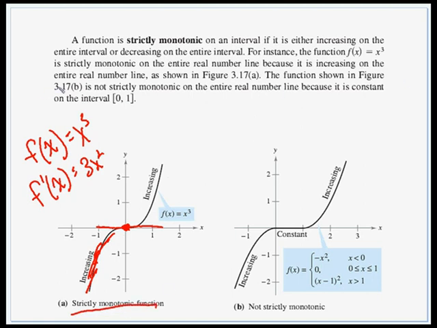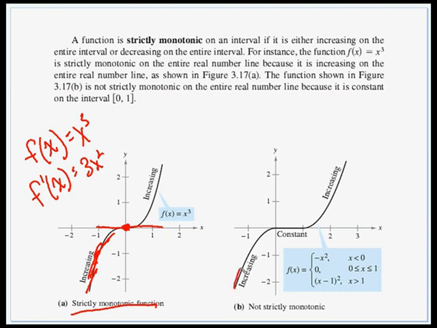The function shown in 317b is not strictly monotonic on the entire real number line because it does have a constant interval from 0 to 1. Here's a piecewise function. If our x values are less than 0 or negative, we use negative x squared. If they are greater than 1, we use this quantity x minus 1 squared. And for the x values between 0 and 1, we just have a value of 0.